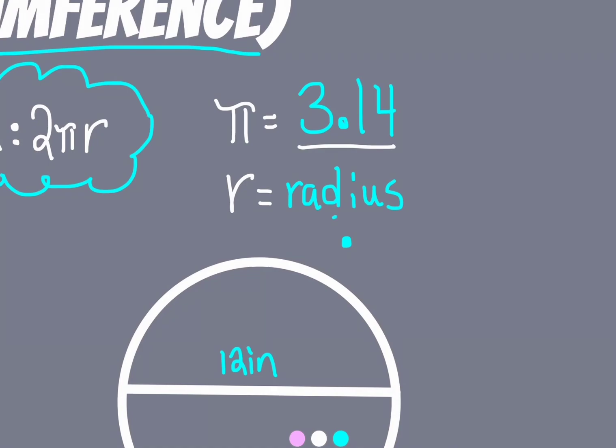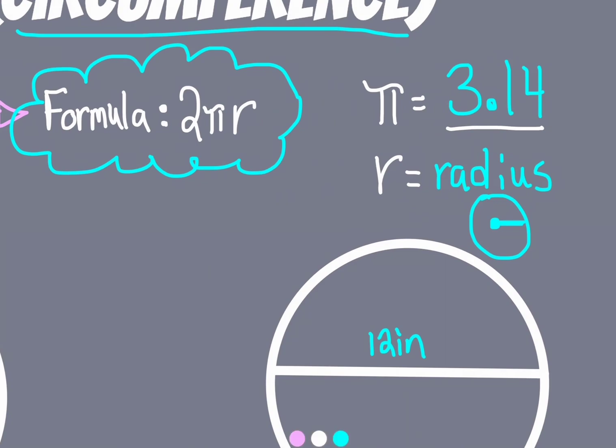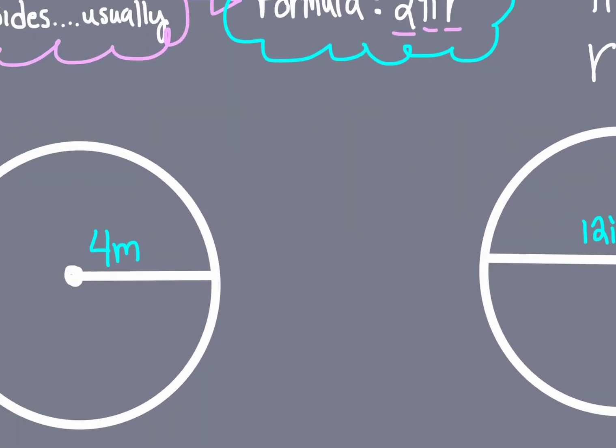The radius is on the inside of the circle, and this is literally half, like from here to here. So think about it as like half of a Pokeball type looking thing. So to find the perimeter of a circle or the circumference, you have to do 2 times pi times your radius. So let's see how that would work on a problem like this.